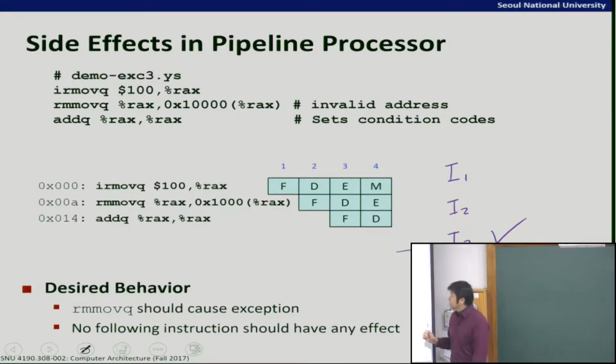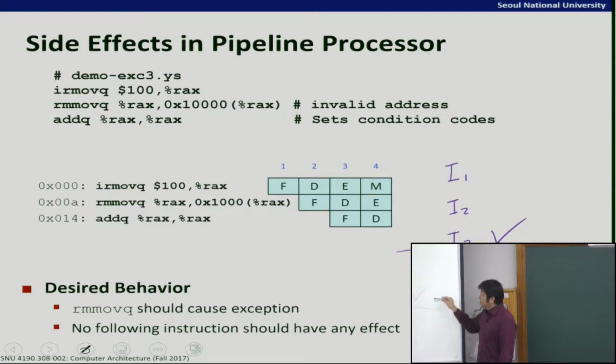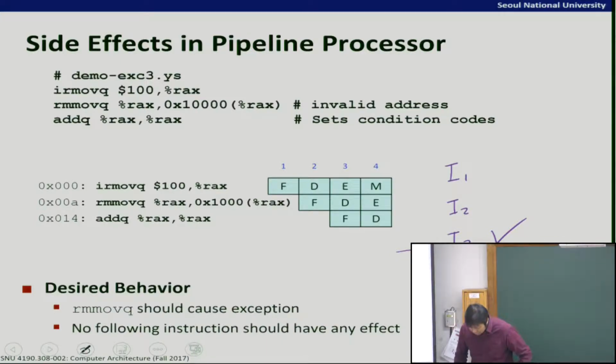So in other words, it's like all or nothing, because all the instructions in this region must be executed and finish execution, and none of these instructions may have any effect on the program state, right? So that's basically our goal.